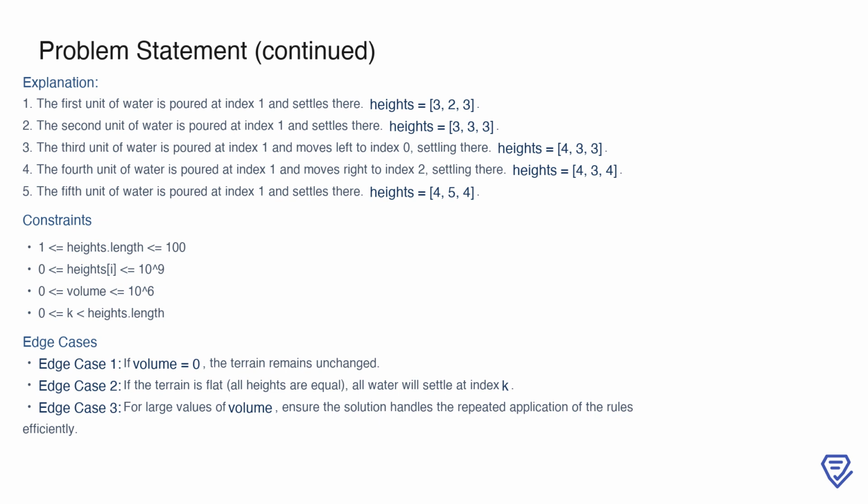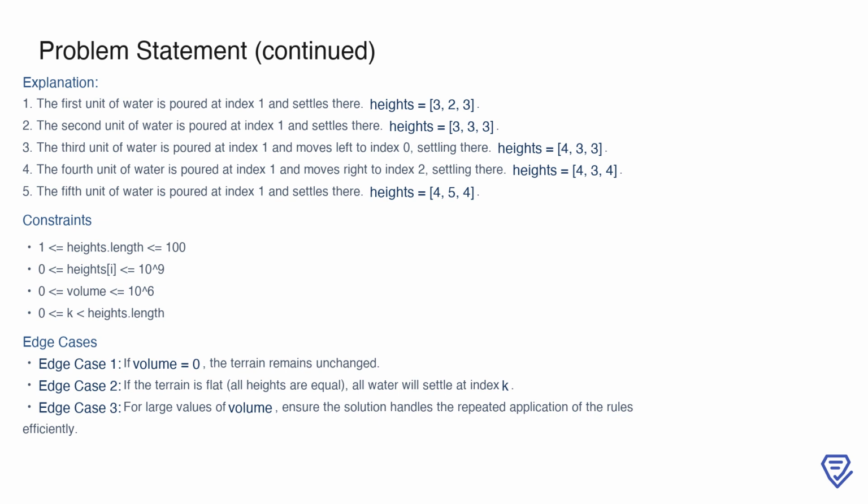The fourth unit of water moves right to index 2 and settles there, updating the heights to 4, 3, 4. Finally, the fifth unit of water settles back at index 1, as it is the next available position, and the final heights become 4, 5, 4. This example highlights how the water adapts to the terrain and fills up the lower heights systematically.